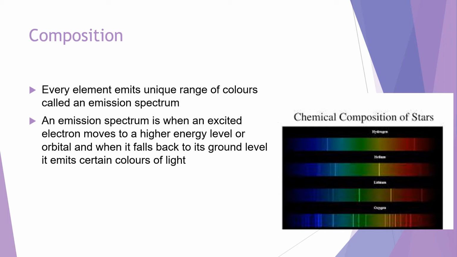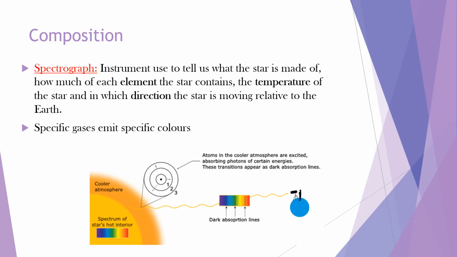So over here, this diagram, you'll see the emission spectrum of different elements. So we have hydrogen, helium, lithium, oxygen there, and these emission spectrums, different wavelengths of light that are emitted. Okay, so in order to determine the chemical composition of a star, astronomers use something called a spectrograph. Okay, and this is an instrument used to tell us what the star is made of.